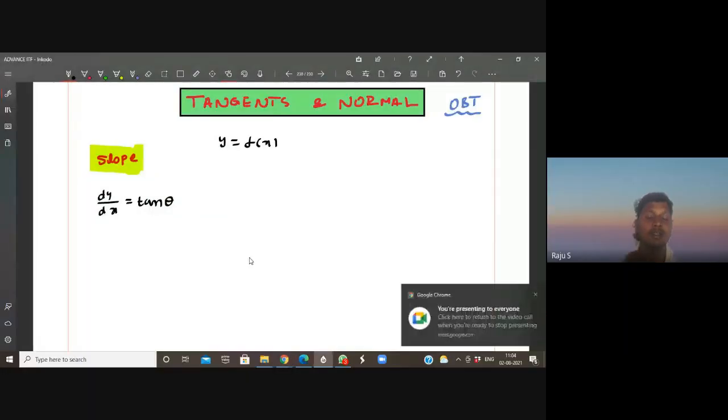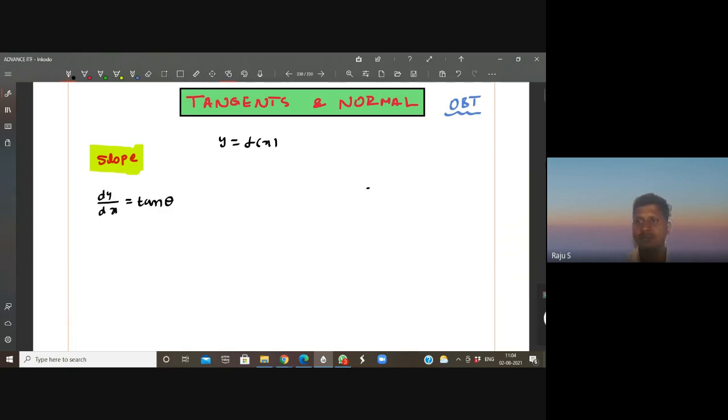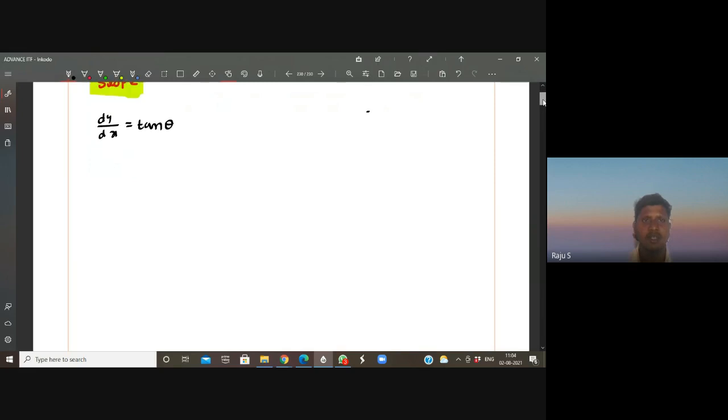A second order, second degree equation, then how can we find the equation of tangent and equation of normal? Everything we will see. So the slope of the tangent or normal is given by dy by dx is equal to tan theta is equal to f dash of x. So this is equal to y dash, or else y suffix 1, I told you already.